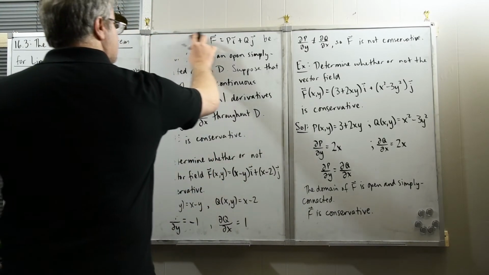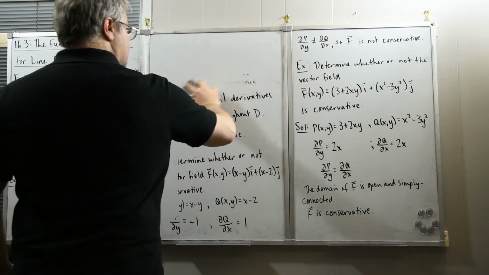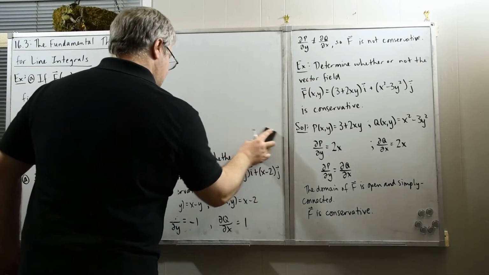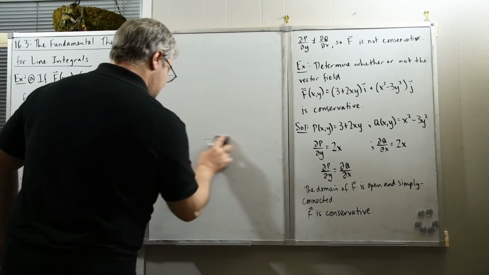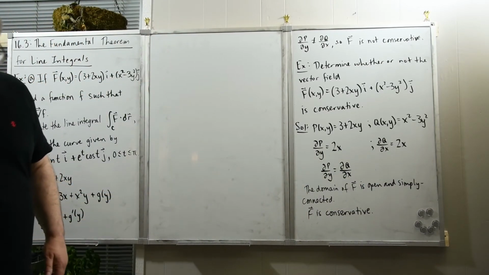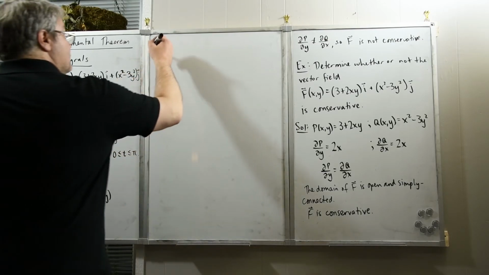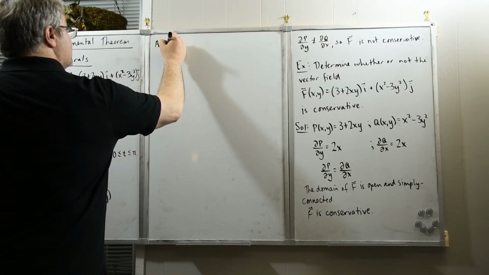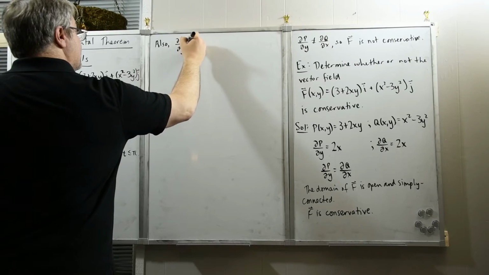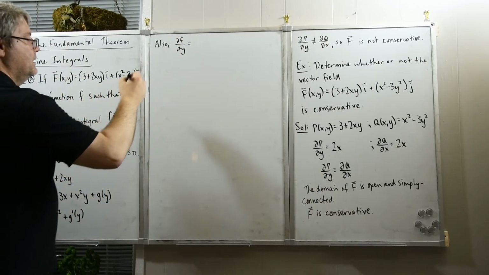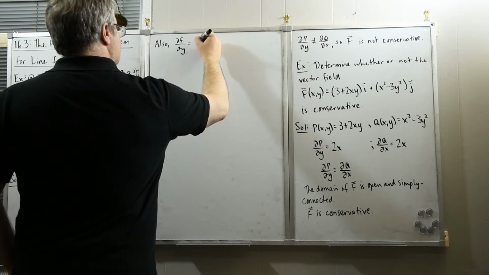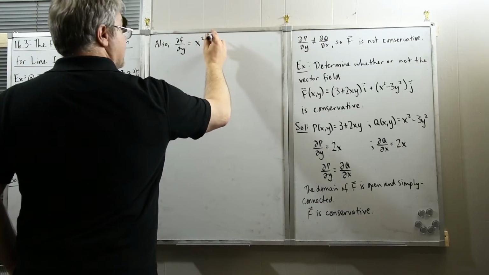But there is more to the story. A lot of times in mathematics, it's really helpful to express the same thing in more than one way. Sometimes you can get some really useful information. And so, once again, we know that partial of f with respect to y is equal to our component function here. And so that's going to be our x squared minus 3y squared.